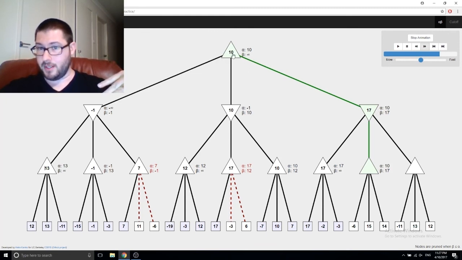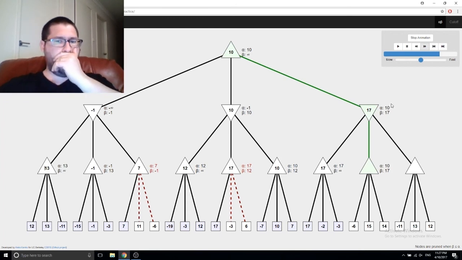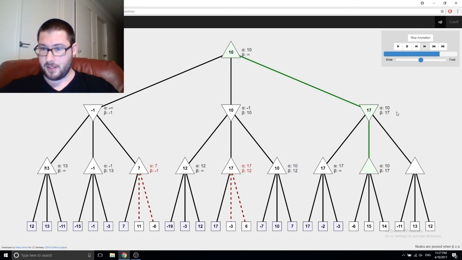Okay, previously the best that we could possibly do is get a score of 10. But if we take this path, we're going to get a score of 17 or less. So we know that this minimizing node will pick the minimum of its children, so we know that it'll be 17 or less. But 17 or less still potentially is better than 10. Okay. So again, it passes the alpha and beta values that it has down to its child, and then compares.